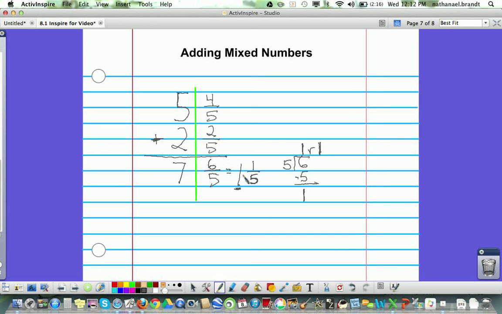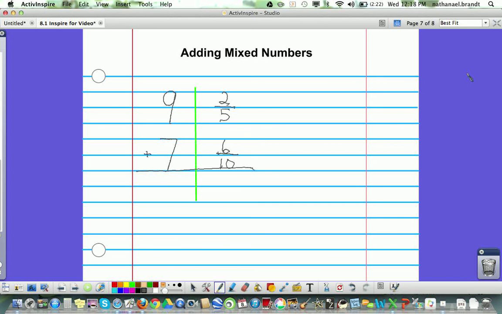So we're going to take this whole number and add it to this whole number over here. So 1 plus 7 is 8. The fraction stays the same, so we have 1/5. So 5 4/5 plus 2 2/5 equals 7 6/5. 6/5, the improper fraction, was turned into a mixed number, 1 1/5. We took the whole number 1, added it to the whole number 7 to get 8. We have the fraction 1/5. So our answer to that problem is 8 1/5.